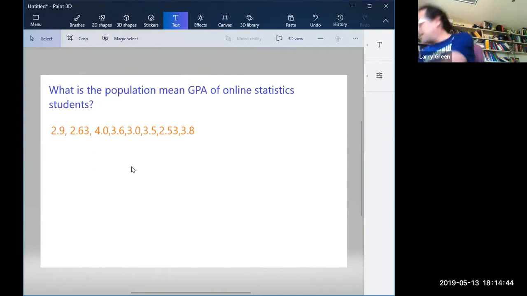Okay, and in fact, I better write these down. I just realized if I don't, I lose it when I reshare my desktop. 2.9, 2.63, 4, 3.6, 3, 3.5, 2.5, 3.8. All right, so if we got the sample mean, then that's our best estimate for the population mean GPA.